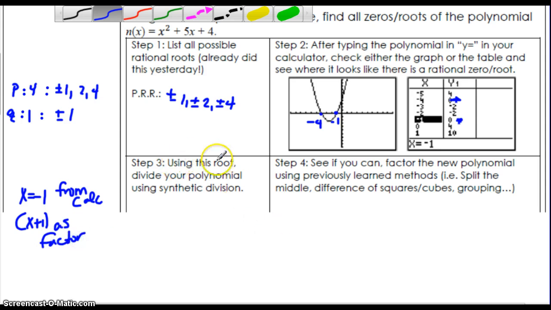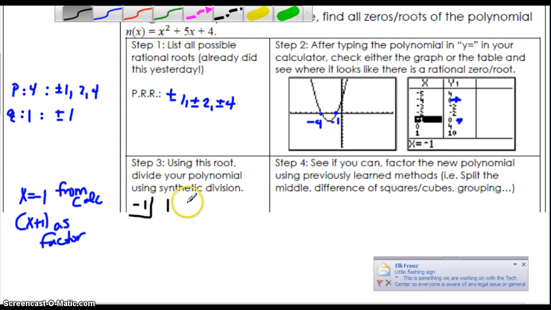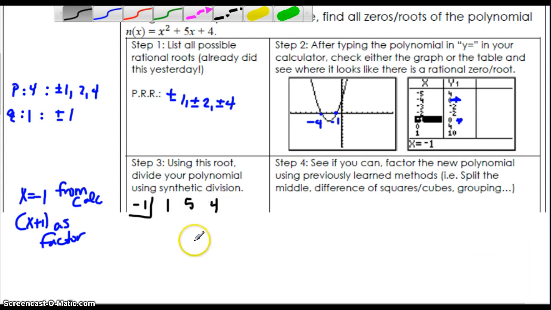So what we're going to do in step 3 is use this root to divide the polynomial using synthetic division. In the box, since we have negative 1 as our r value, we then put the coefficients up here, 1, 5, and 4. Then we bring down the first number and use synthetic division: multiply, add, multiply, add. Since it's a factor, it should give you a remainder of 0. So what we have left is x plus 4.